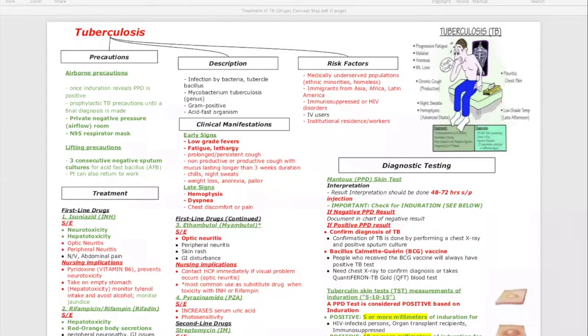Hey guys, so today we'll be going over tuberculosis. More specifically, we'll be covering some background in which we'll go through a description, just what it is, some risk factors. We'll also be covering some precautions that we take for tuberculosis, clinical manifestations, diagnostic testing, and the treatment of tuberculosis, namely the drugs, first line, second line drugs. And that's it.